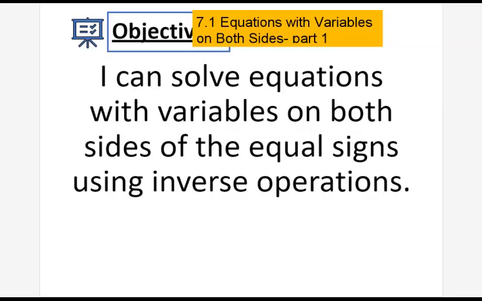All right, welcome back, ladies and gentlemen. Today we are going to go over lesson 7.1, equations with variables on both sides. We're looking at part 1. So what that means for us is that our objective today is that you can solve equations with variables, meaning x's, y's, any letters, on both sides of the equal sign using inverse operations.